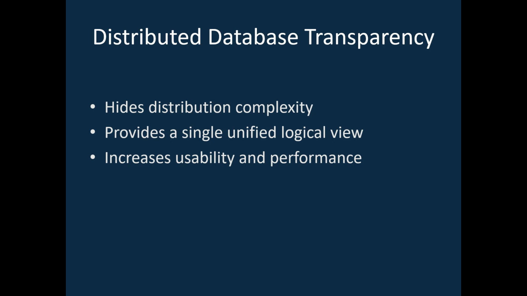So next we are talking about transparency in distributed databases. What does transparency mean? It means being transparent, hiding the complexity of the underlying distribution from the user. Ideally, the user should not know how the data is split, where it is stored, or whether replication exists. The user doesn't need to know all the things that are happening in the backend.